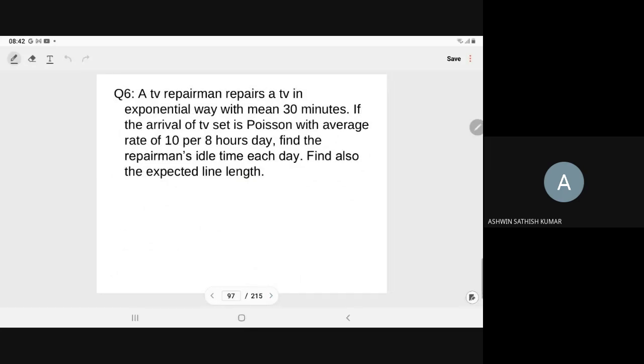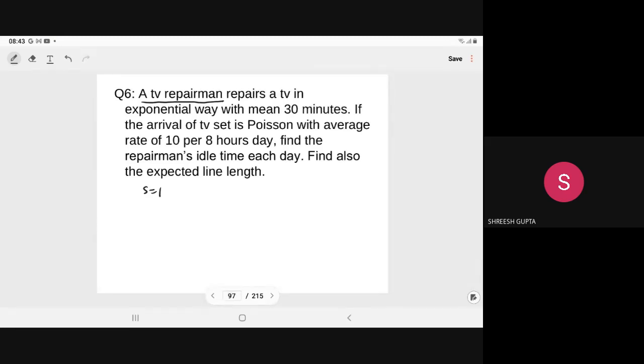If we have this problem, TV repairman. What is the meaning of the TV repairman? Single server. So this gives you s equal to 1. Repairs a TV in exponential way with mean 30 minutes. What is the meaning of this line? It is question number 6 of your book.